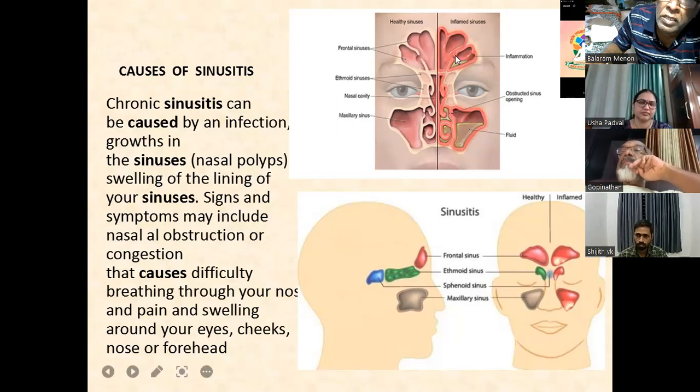See the inflammation here. See the position here on the opposite side.